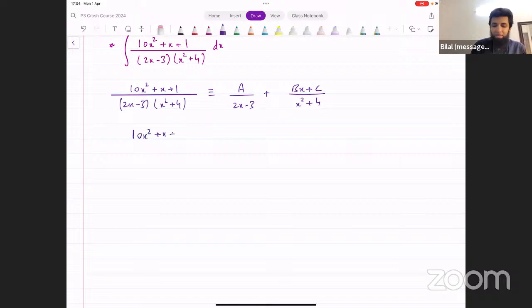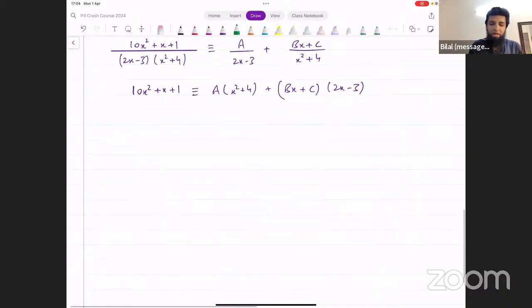10x squared plus x plus 1. That is identical to a into x squared plus 4 plus bx plus c whole multiplied by 2x minus 3. Okay, now we need to input some values of x to find a, b, and c. Let's see how we can make this bracket 0. Well, we can't. x squared plus 4 equal to 0 does not give you any value of x. So what do we do instead?